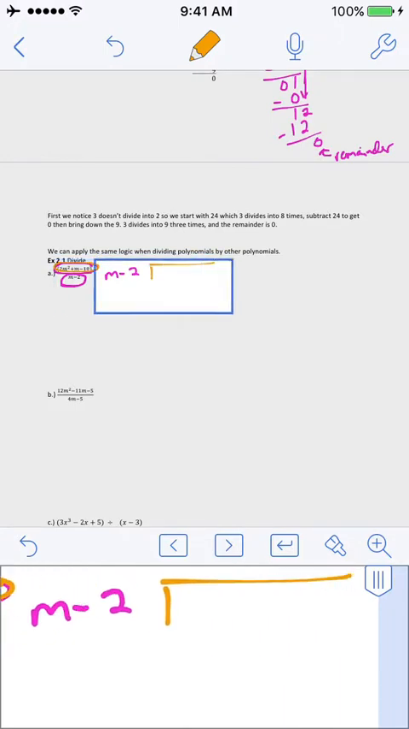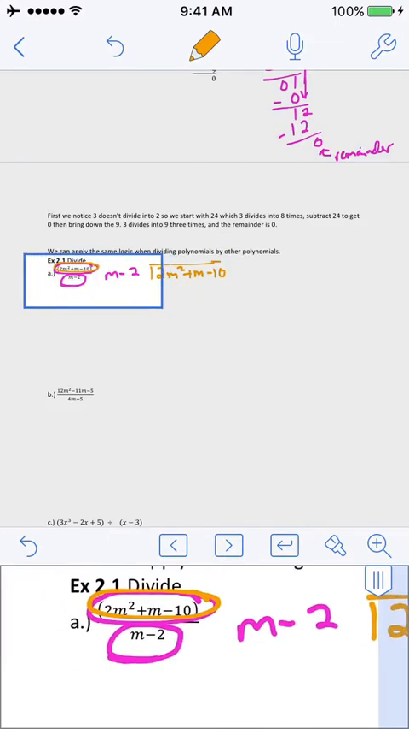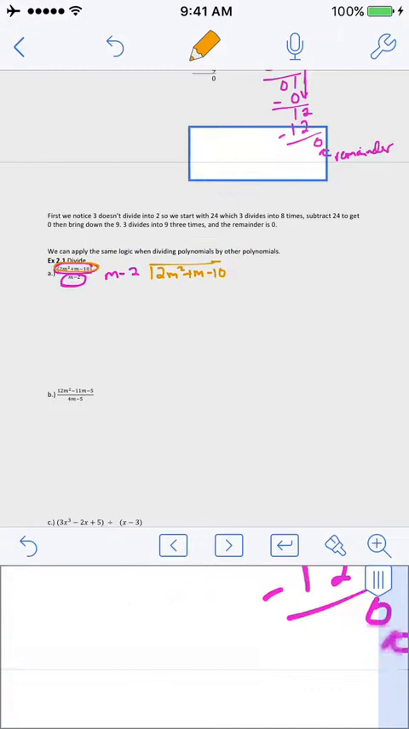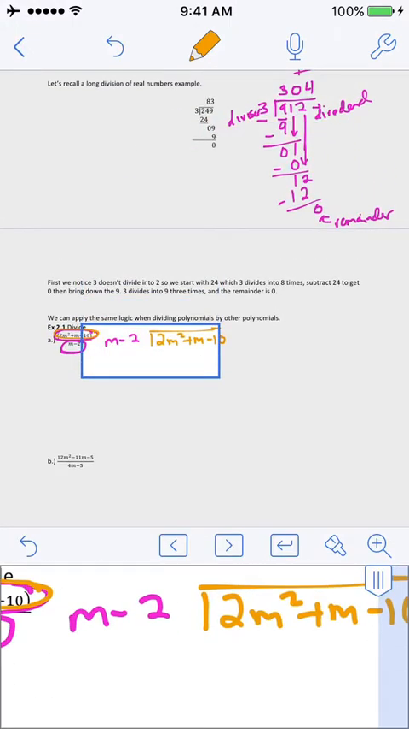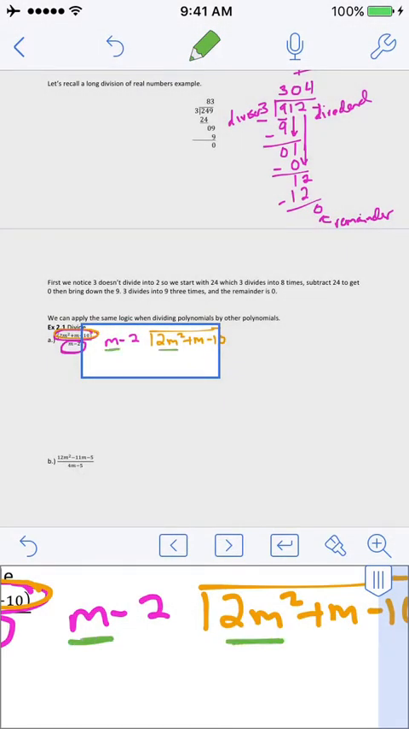So 2m squared plus m minus 10. Plus m minus 10, right? Okay, good. And now I'm going to long divide. I'm going to long divide these two polynomials. When I'm long dividing, I just want to really consider, when I'm thinking about that part where how many times does 3 go into 9, I want to look at the m. How many times does m go into 2m squared? In other words, what do I need to multiply m by in order to get a 2m squared?